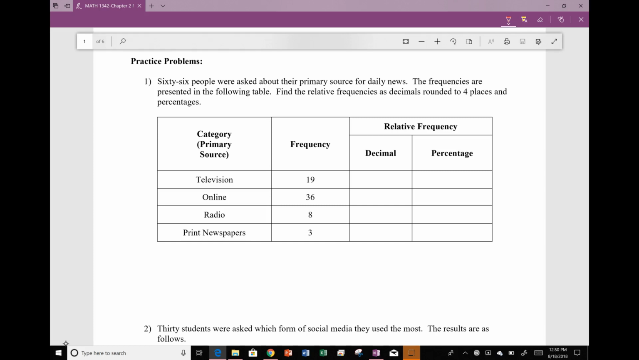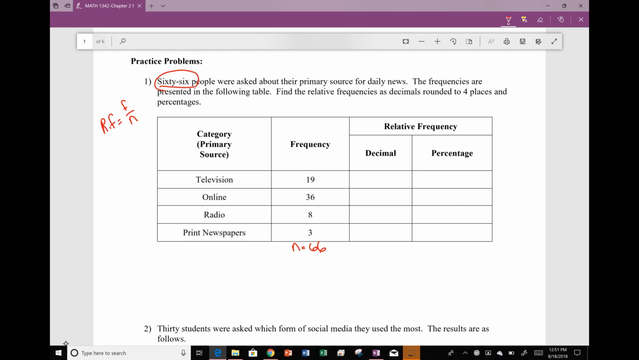So recall that relative frequency is your frequency divided by your total sample size. Just to make sure, this tells us that there's a sample of 66 people. We just want to add these up just to make sure. So 19 plus 36 plus 8 plus 3, that does give us a sample size of 66.